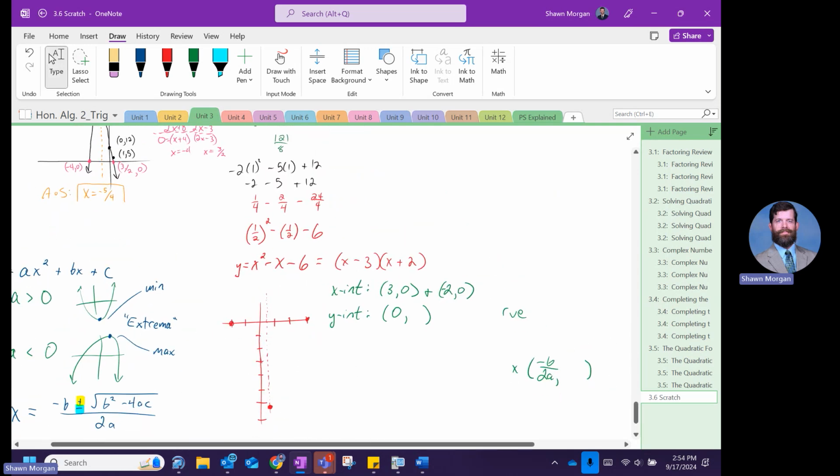Look, these two terms right here, let x be 0. You just cover them up. What is y going to equal? -6. -6 is your y-intercept. It's just that easy to find.